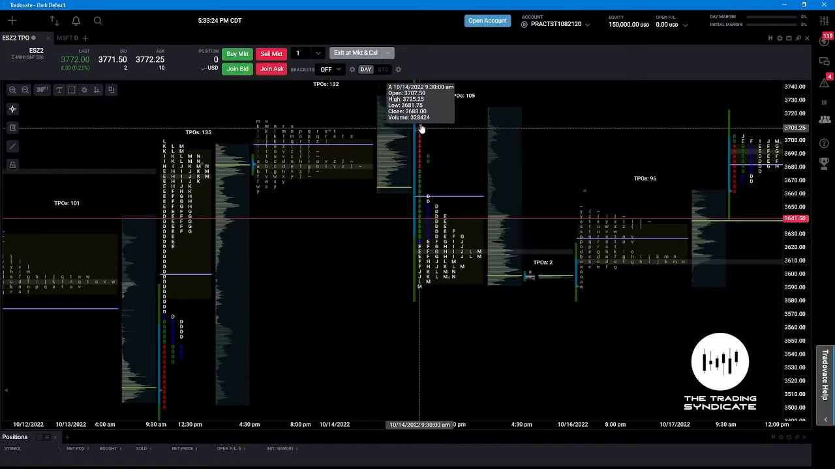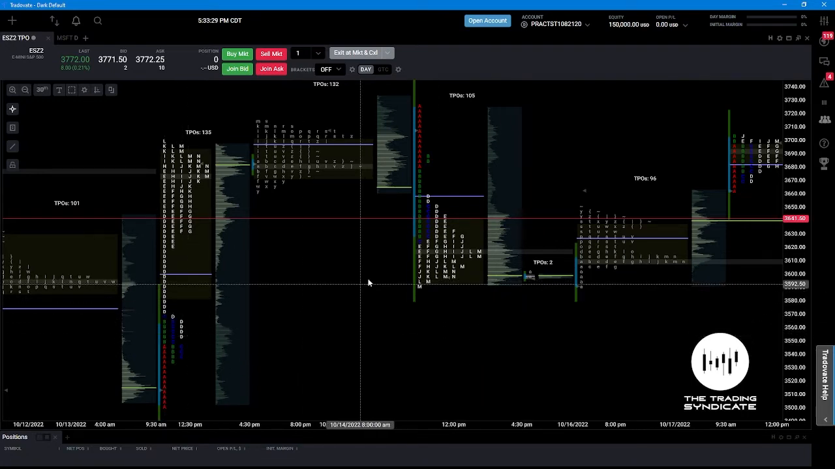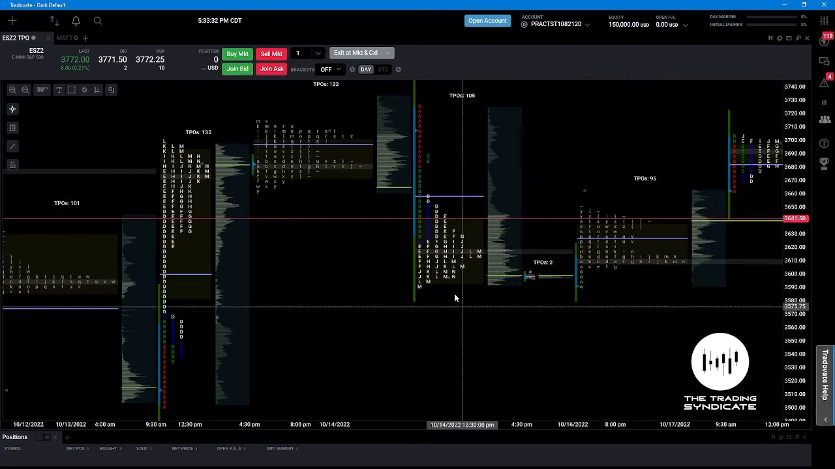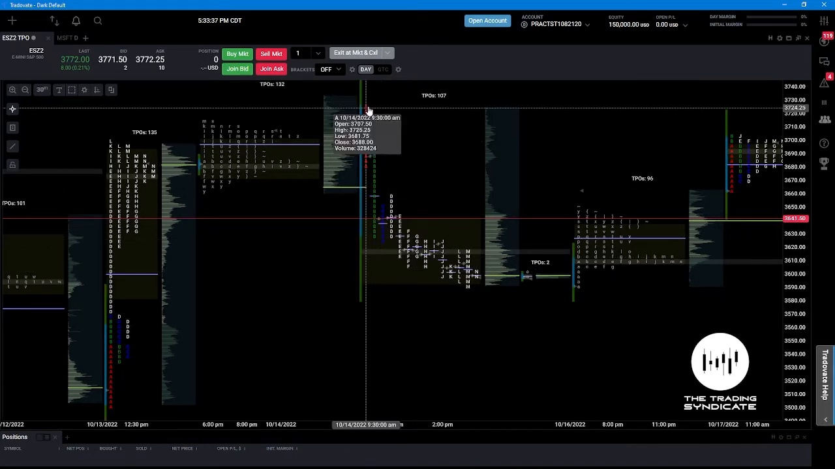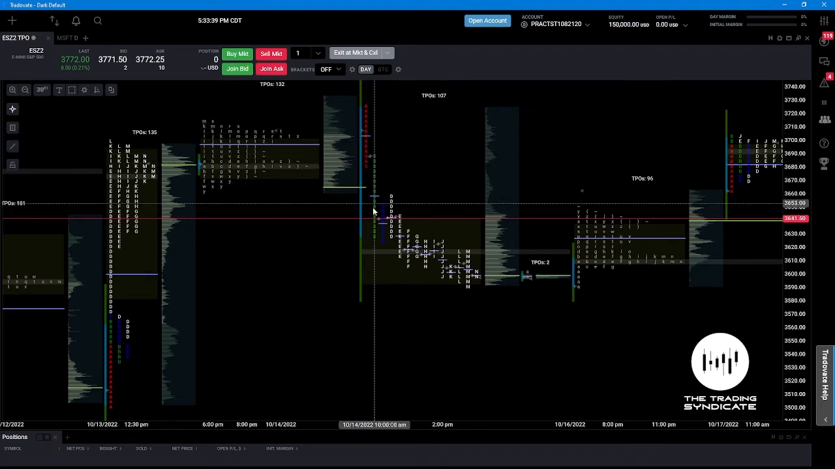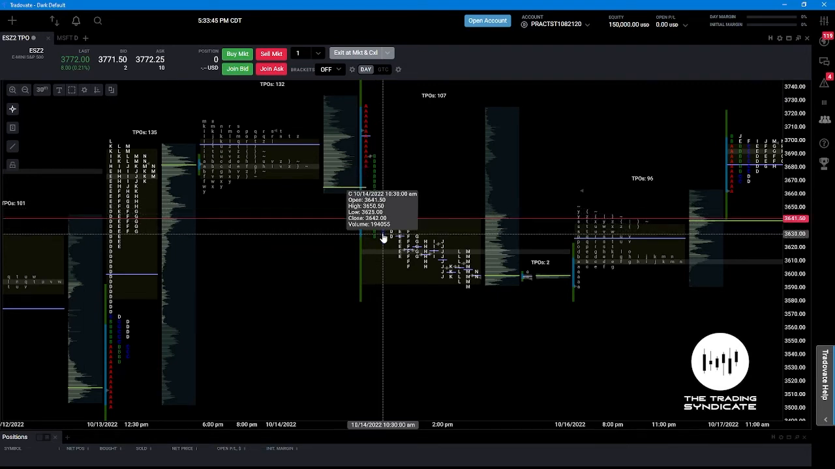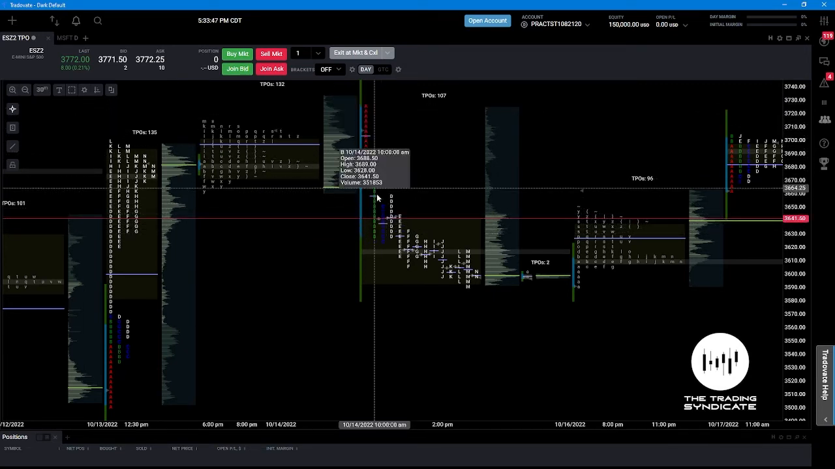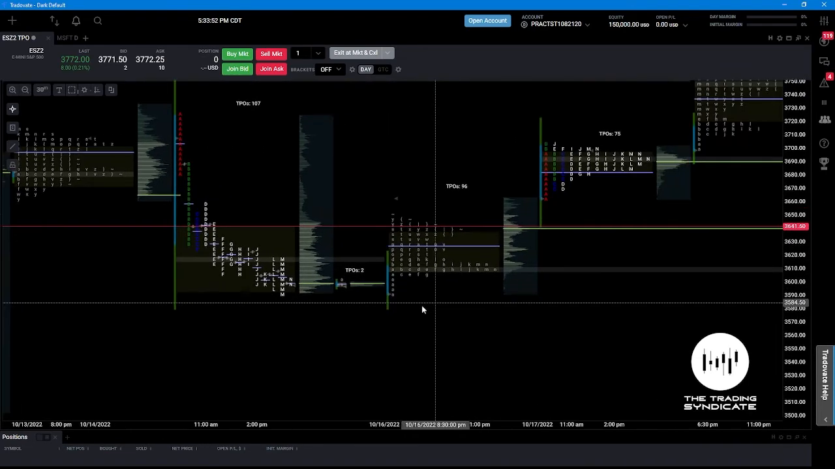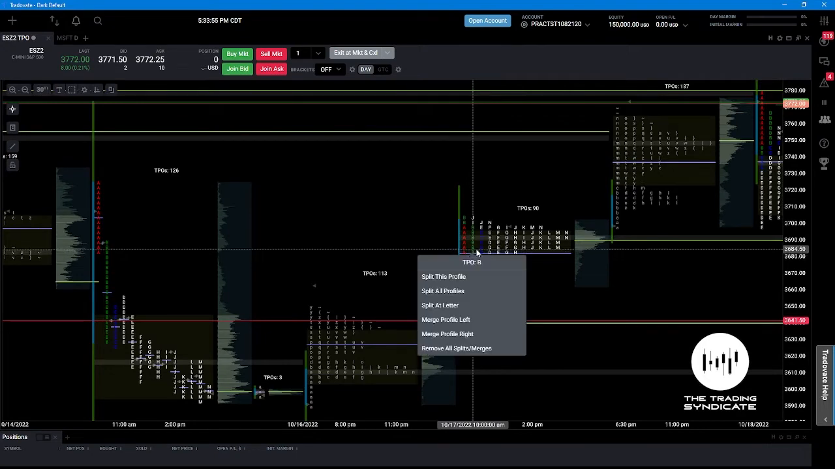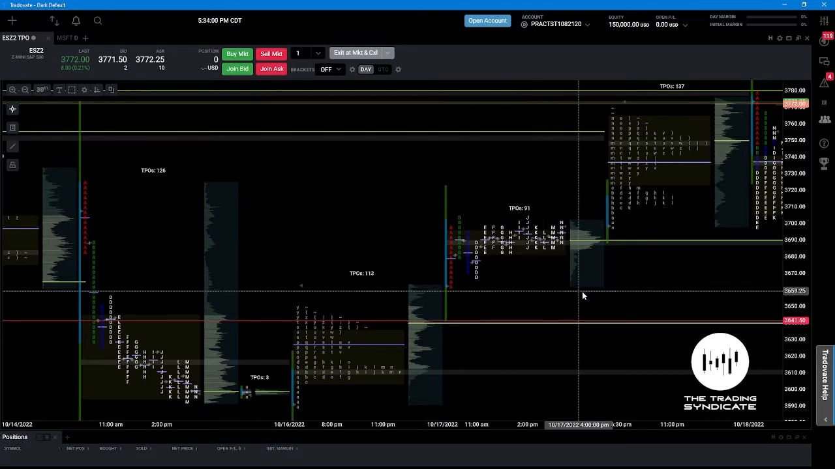Here we see the initial balance in each of these profiles, marked in different colors for the A, B, and C profile. Here they are in a merged profile, and here they are in a split profile. As you can see, a small initial balance, such as this, in one direction shows continuation throughout the day, whereas a wide initial balance, such as this session, is more than likely to produce a ranging day.